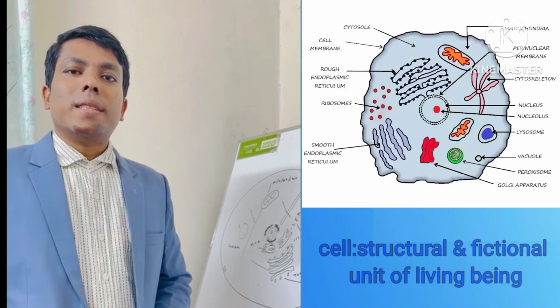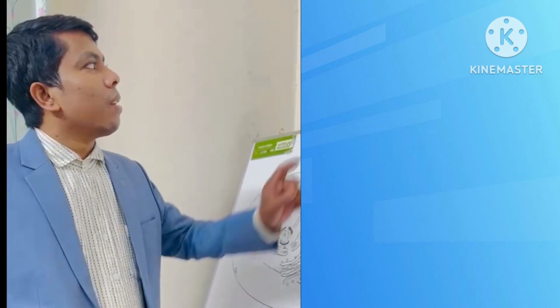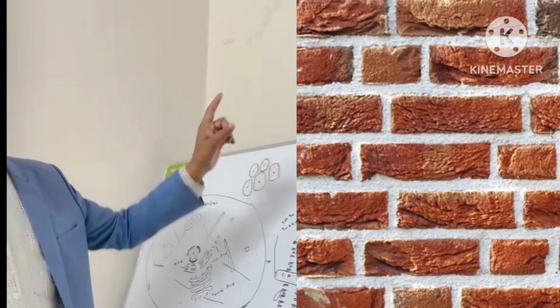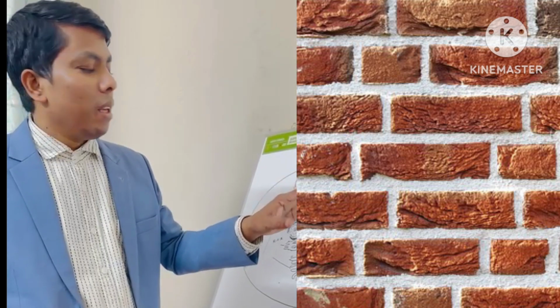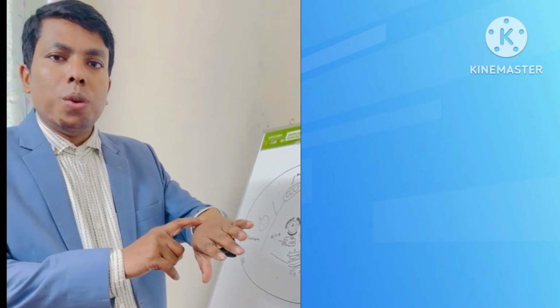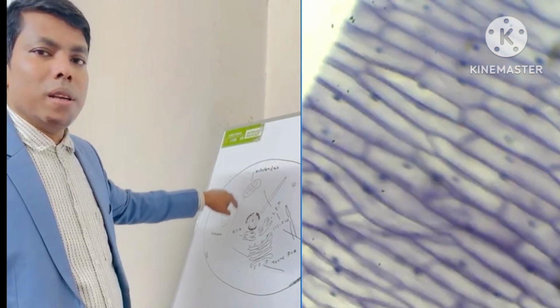A cell is the structural and functional unit of living being. If we break the wall, we will find bricks or blocks. In the same manner, if we zoom the tissues, we will see billions of cells.